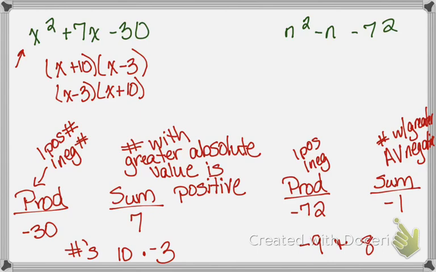Okay? So because I have a 1 in front of my n squared, I just have to write this down. So I would have, whoops, I'm about to write x. So I would have n minus 9 and n plus 8. Okay? Can I go to the next screen?